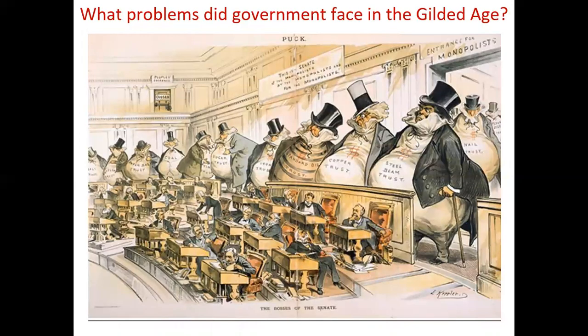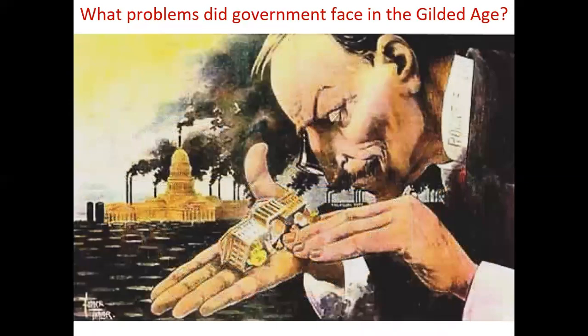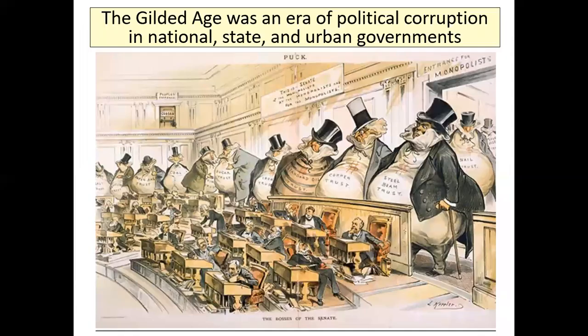So what problems did the government face in the Gilded Age? Well, the government had that laissez-faire policy. So here's the thing. In the Gilded Age, we're dealing with an era of political corruption at not just the state level, but also at the national level as well. So from our president all the way down to the mayors of town, we get a situation where everyone's being paid off, as you can see in this political cartoon, by big businessmen.